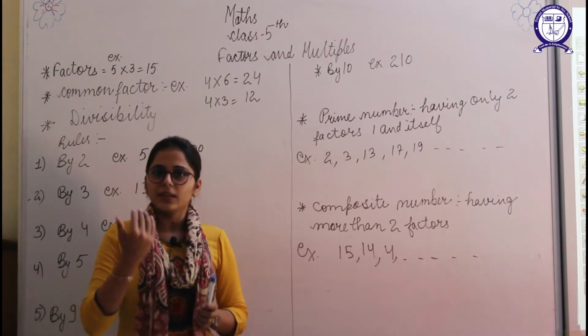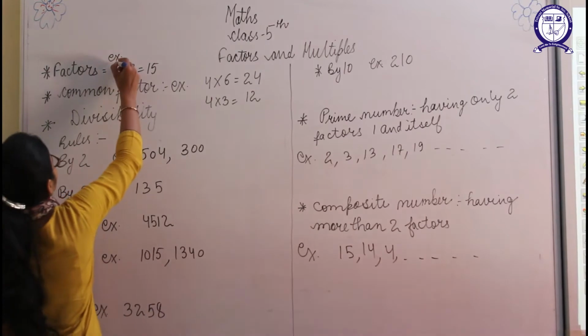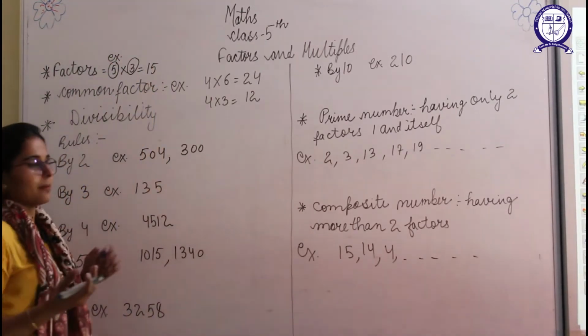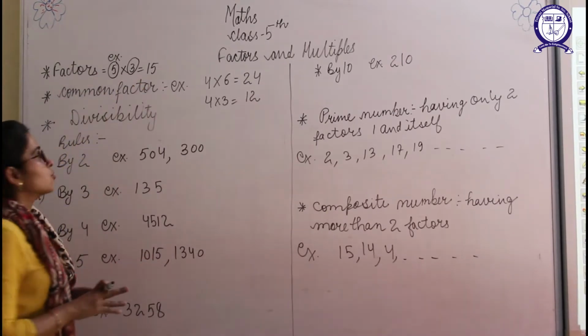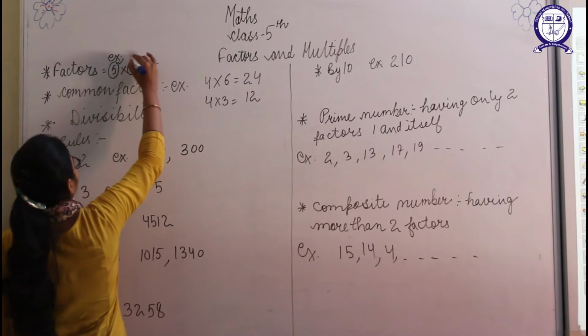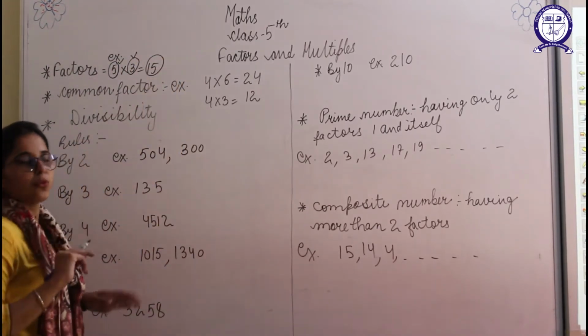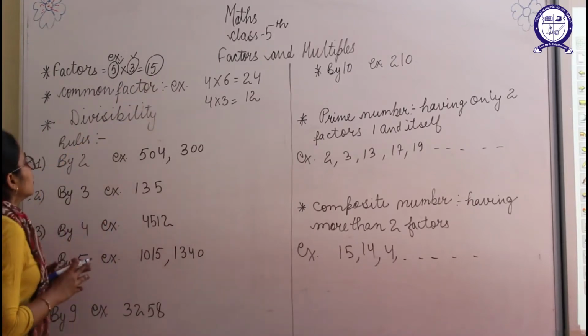Factor, students: when we are performing multiplication, this will be clear with two examples. 5 multiplied by 3 will give us 15. So 5 and 3 both are the factors of 15. So multiplier and multiplicand both are the factors of the product. So these are the factors.